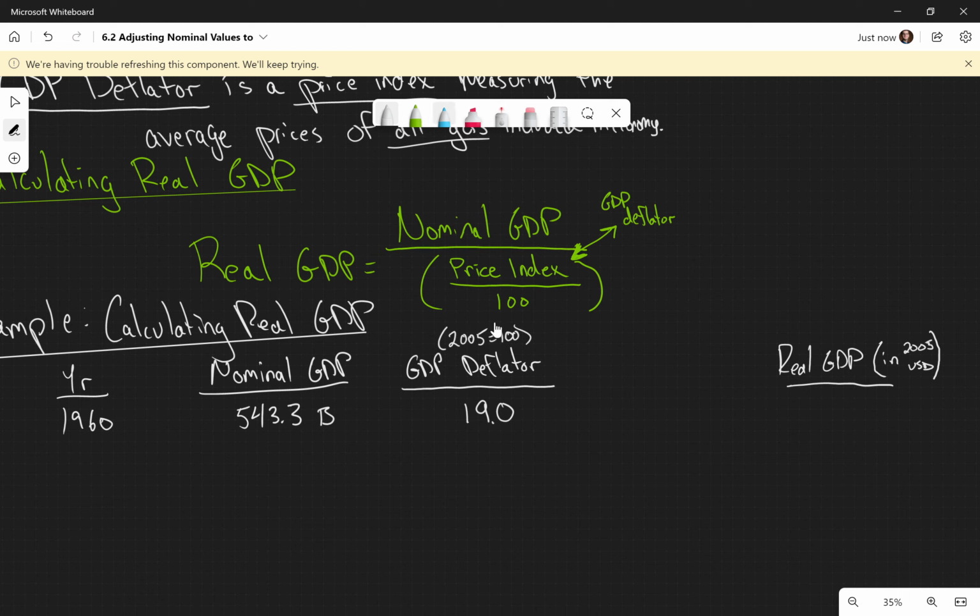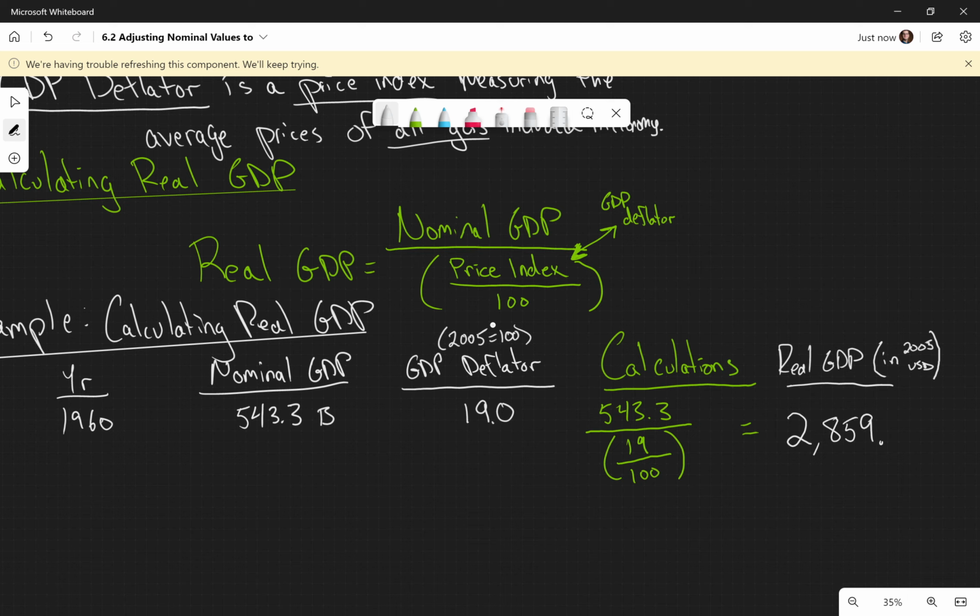And so how do we get there? We are going to do the calculations together. So we're going to take the nominal GDP, 543.3. We're going to divide it by the price index, 19. Divide that by 100. This ends up giving us 2,859.5 billion, or 2.8 trillion US dollars.